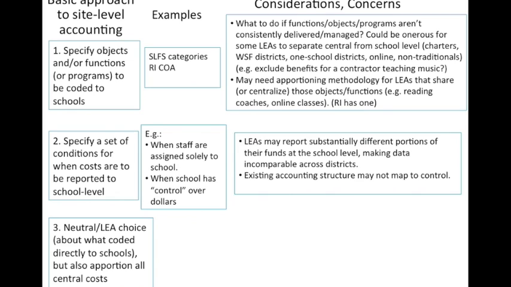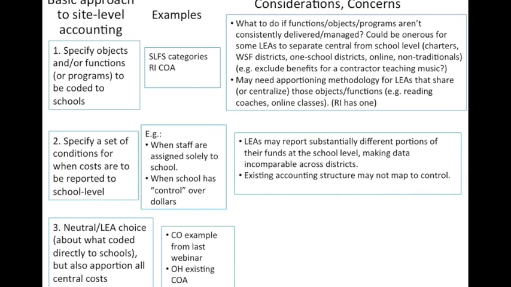And the third one is for the state to be neutral, to say, I'm not going to specify what's at the school level and what's at the central office level, or what's coded directly to schools, but I am going to ask that everybody apportion all their central costs, and that way I can just compare the totals across the total public spending by school.